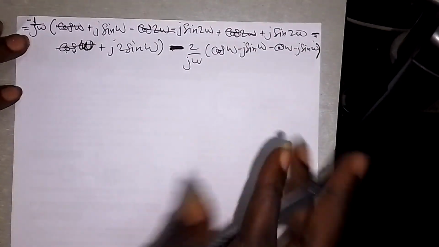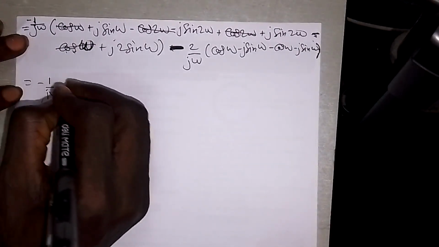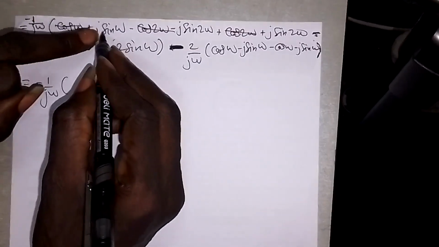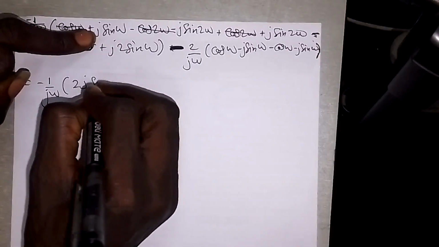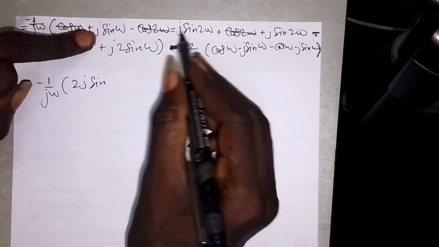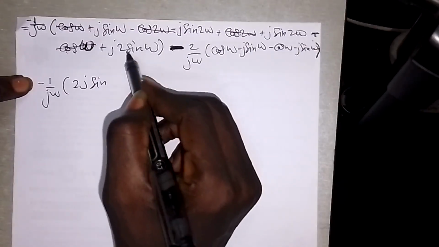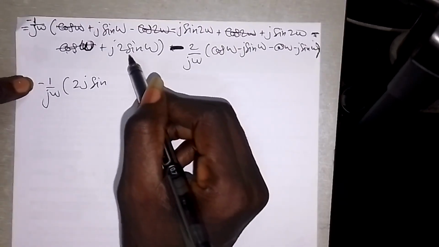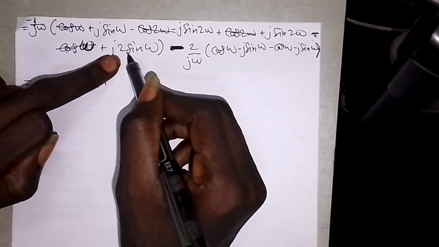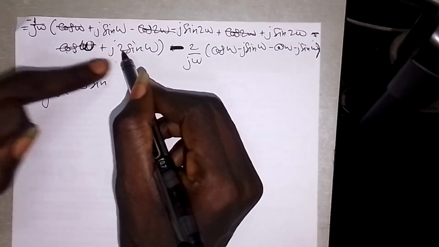Then what are you left with? You are left with minus 1 on j omega into 2j sine. You see this term and this term. Okay, wait a minute, let me check over here. This term, there is no 2 here. We just made a mistake.